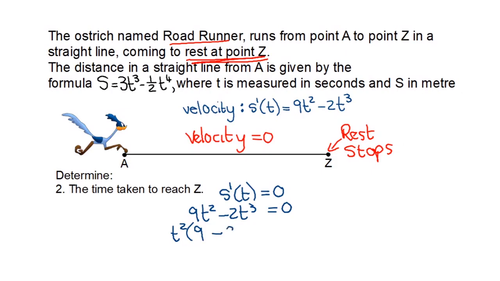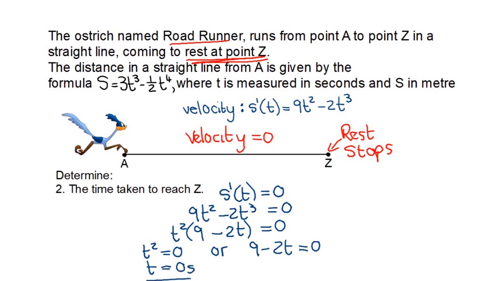It's not a linear equation, so I have to factorize. And how can I factorize? I can actually take out the highest common factor. In this case, I can take out a t squared. So 9 will be left, and if I take out t squared here, 2t will be left. So the one bracket must be 0 or the other one must be 0, which means t squared is equal to 0, or the 9 minus 2t must be equal to 0, which means t is 0 seconds, or the negative 2t is equal to negative 9.